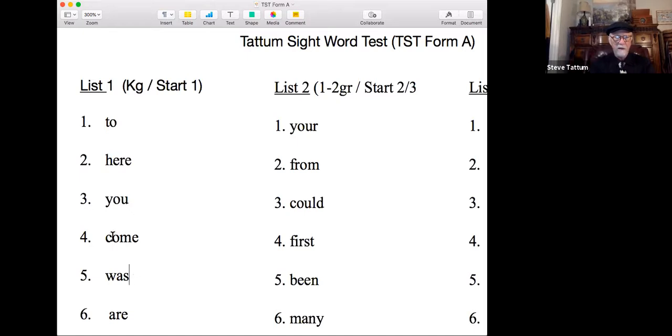What was the tough part here? Well, this O and E. Okay, if they don't know the letter names, we'll have them do the sounds. This letter and this letter are the hard part. Good. Now let's read the ones you have. To, here, you, come, was. Great. So the next day, I will go ahead and we'll start and we'll read, and then I'll time them.